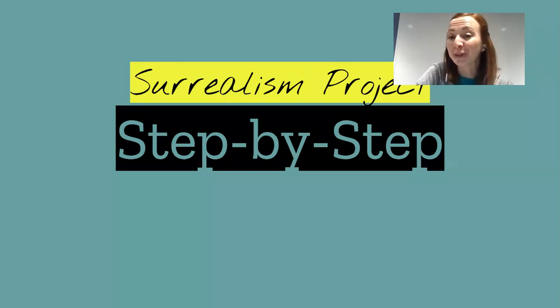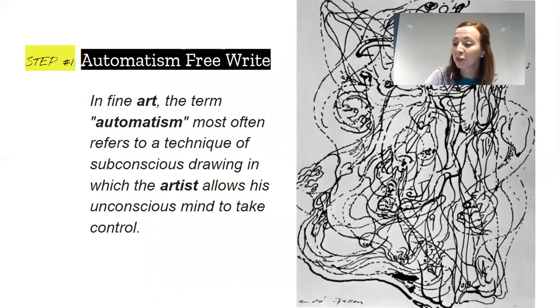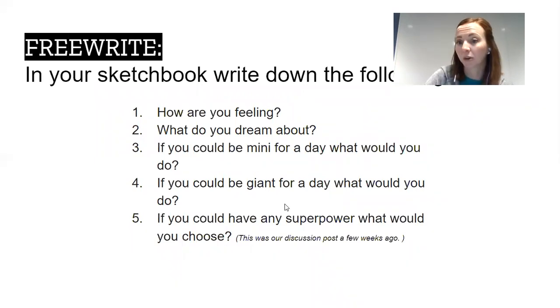Okay, so here's what you need to do. There's a few steps to help you brainstorm. The first one is to do something called automatism, and that is basically like a free write. It's referring to trying to tap into your unconscious, into your subconscious, to not think, which is kind of wild, but that's really what Dali would have tried to do. Okay, so this image shown is something created from just drawing and not thinking. But what I'm going to have you do is get out your sketchbook, or you can do this in a document.